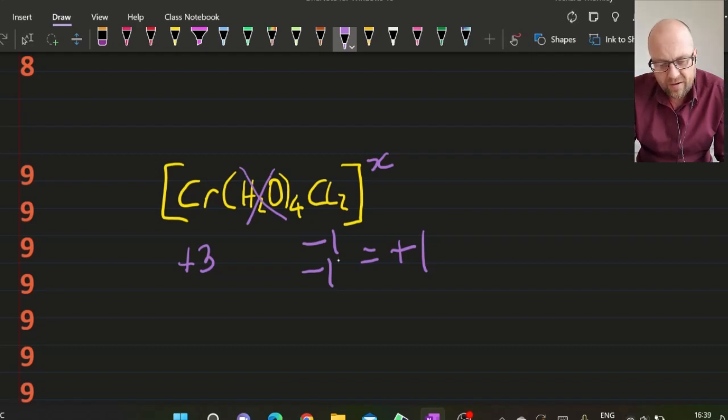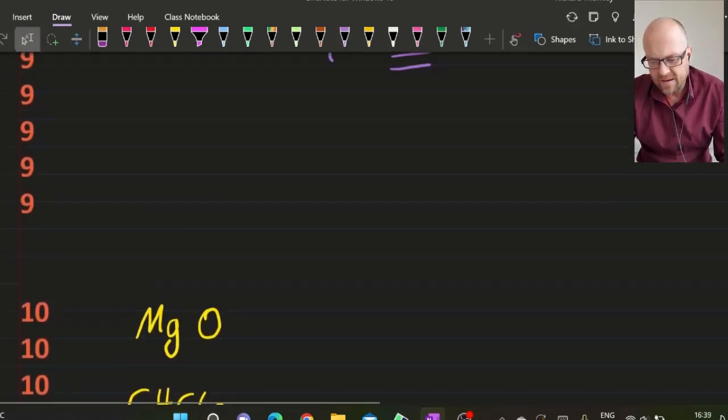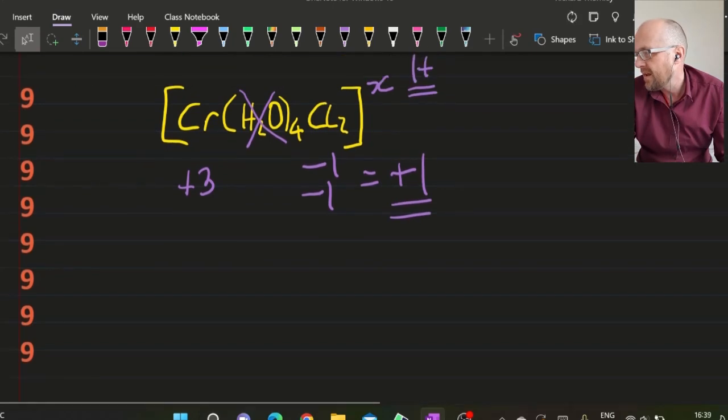Now, is the IB going to try and trick us? Because it wants to know the charge. The charge is 1+, but the oxidation state mathematics gives us +1. So fussy. Don't know why they bother about that. So yeah, B. 9 is B, isn't it? Yeah, 9B.